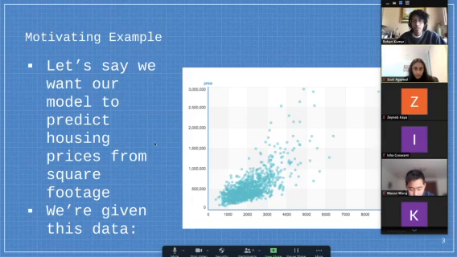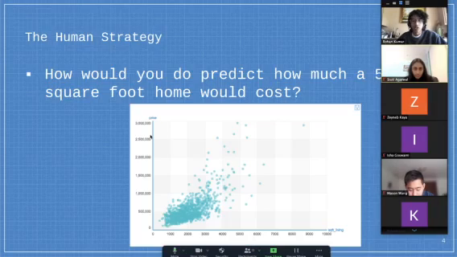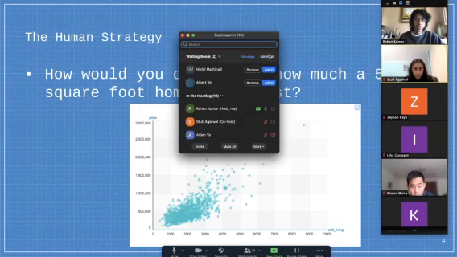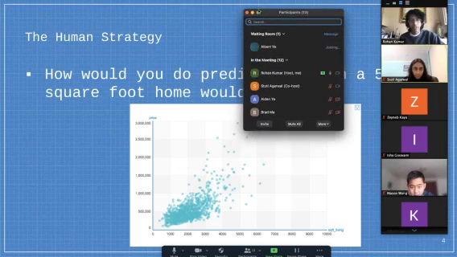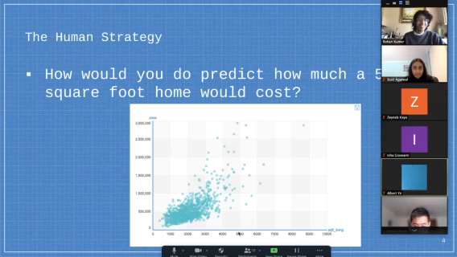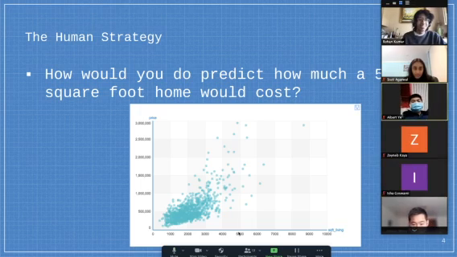To begin, how would a human do it? How would you predict, if I asked you to find out how much a house with 5,000 square feet would cost? What would you do? What would your strategy be? Anybody? Come on, what would you do if I asked you to find how much a house with 5,000 square feet would cost? You all have taken science, you should know. Please, somebody. Nobody? Okay, let's see. Who should we call on?